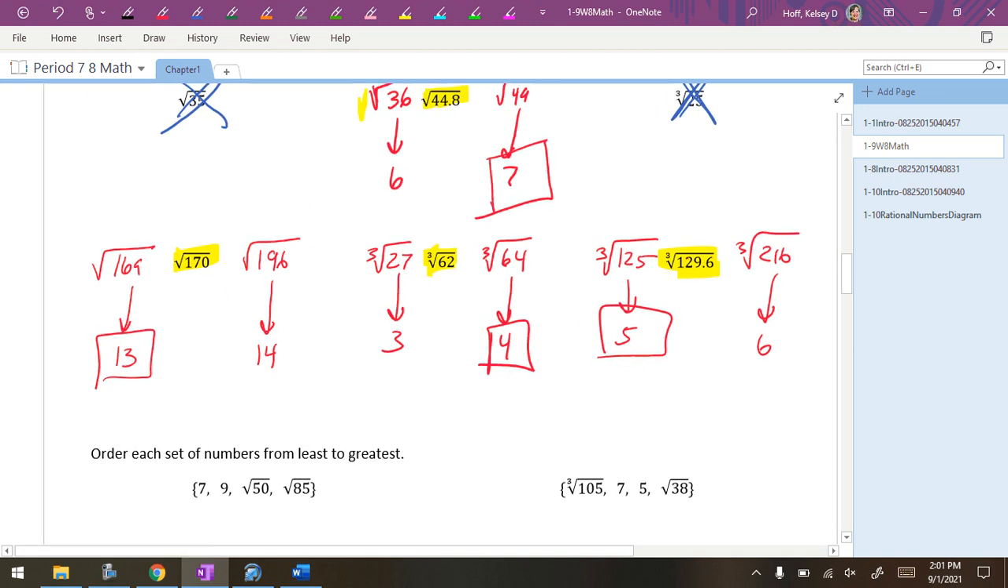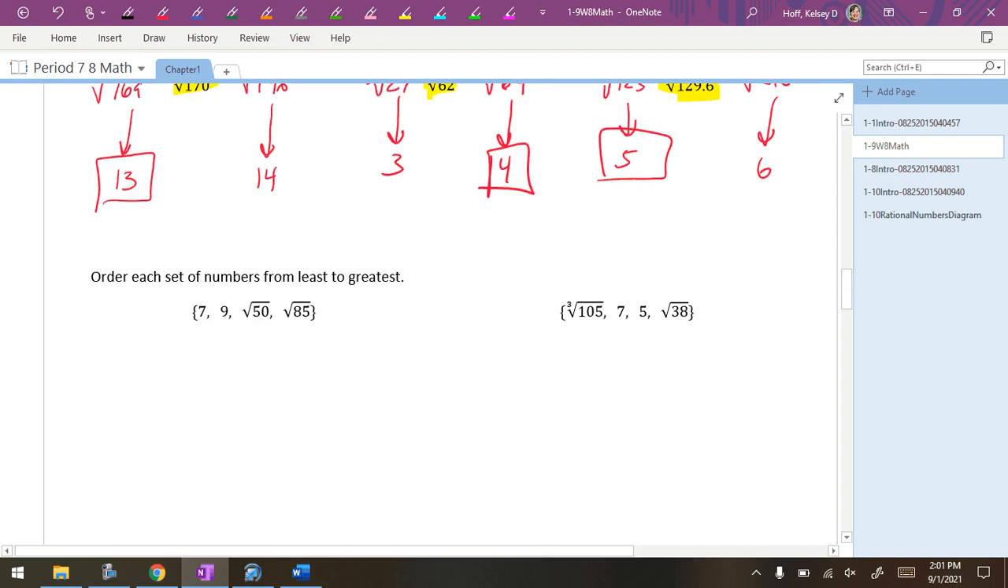So for the first 12 problems on your homework, this is exactly the work you have to show me. Show me what's below it, what's above it, and then box in which integer you're picking. Okay? Last thing that you're going to do today.